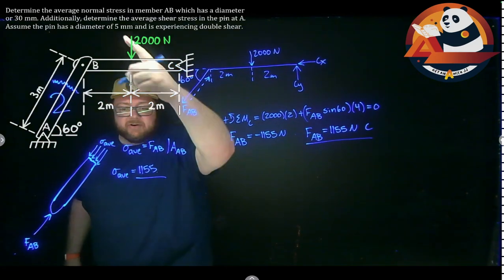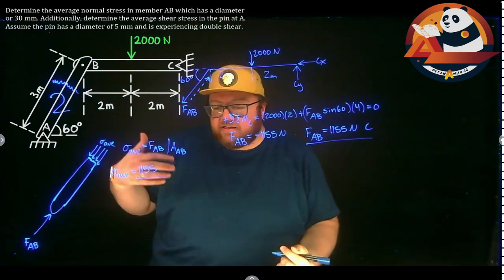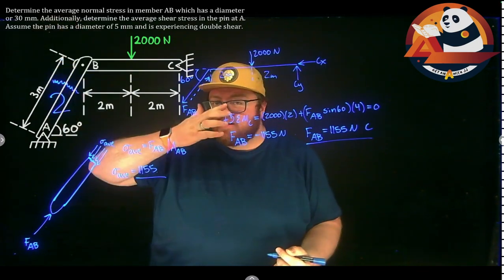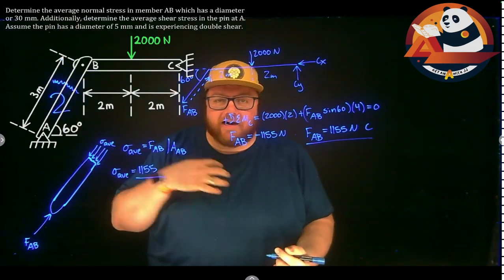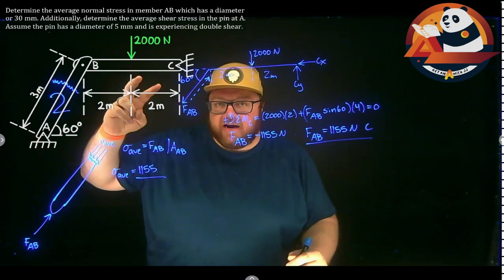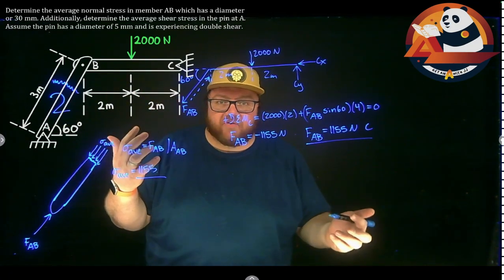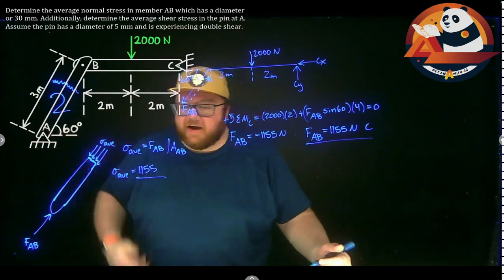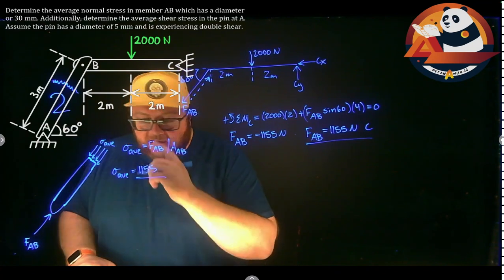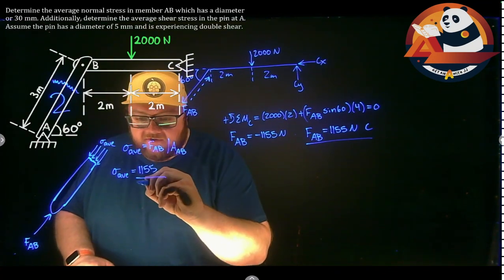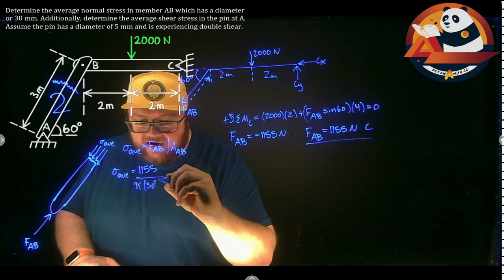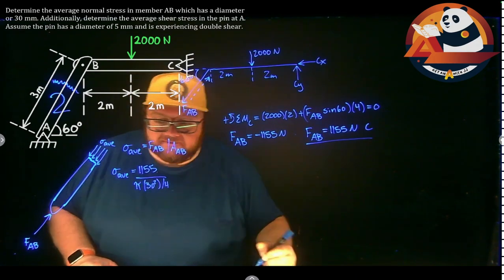We're given a diameter in here was 30 millimeters. I could use pi r squared, pi times 15 squared. If I'm given a diameter, I'm just going to use pi times diameter squared over 4. Diameter squared over 4 is the same thing as radius squared. I just don't have to adjust this. I'll let my calculator do the work for us, but it gets us the same point. So divide by pi times diameter, 30 squared over 4.